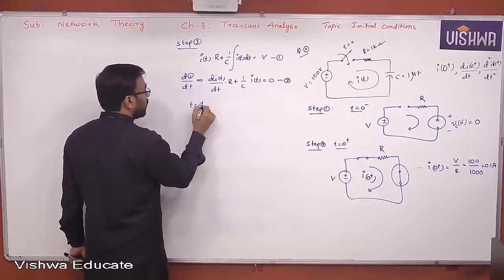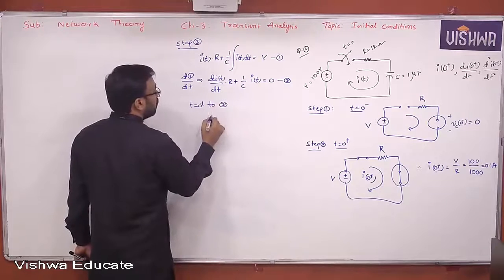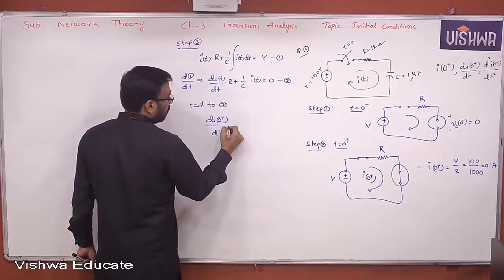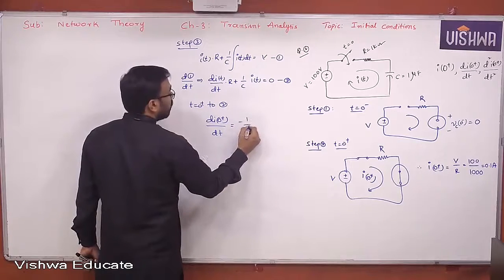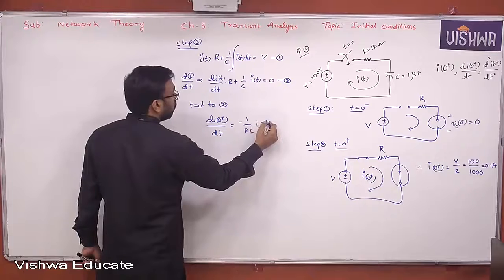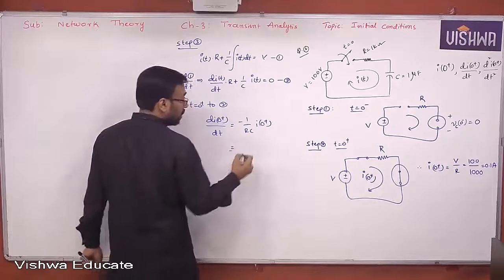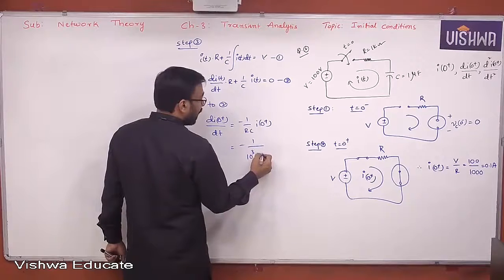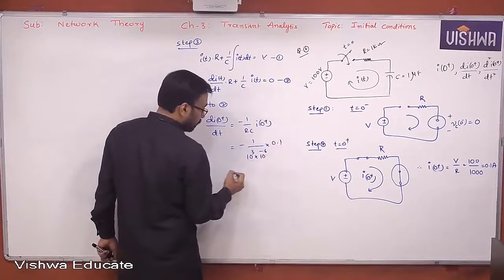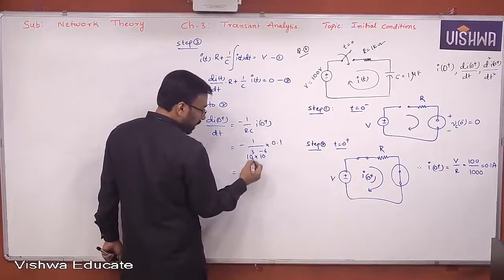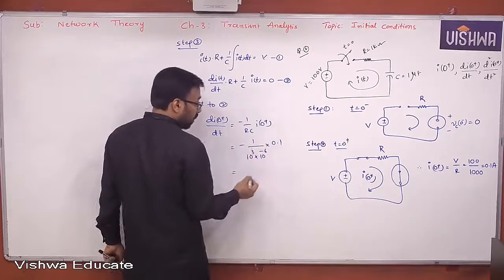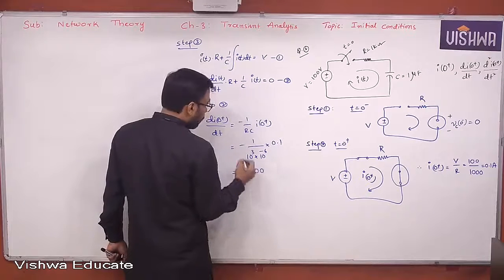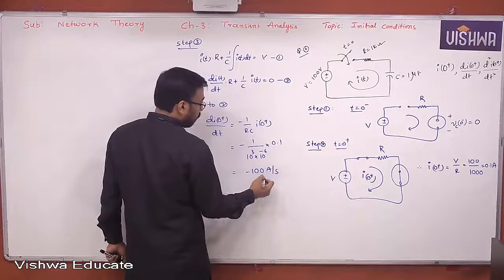Applying t equal to 0 plus conditions to equation 2: di(0+)/dt into R is equal to minus 1 by RC into I(0+). Already you know what is I(0+). Minus 1 by, this is 10 power 3, this is 10 power minus 6, into 0.1. Yes or no, all of you? 10 power minus 3, but you take it to the numerator, 10 power plus 3 into 0.1, it will become minus 100. Minus 100 amperes per second. You understand all of you?